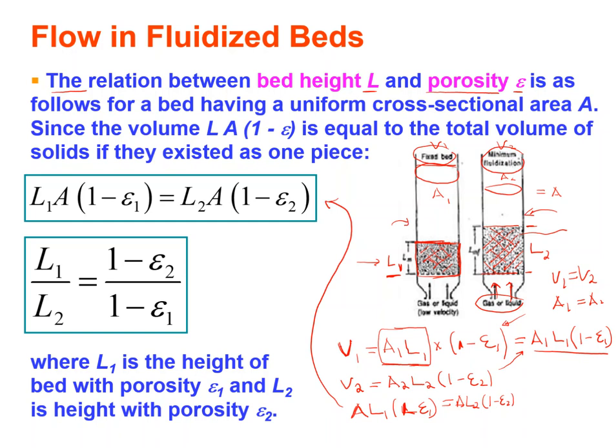So I can then have a relation. I can rearrange this equation into that. So I will just take L2 here. I will take this A the other side. Actually, the A will cancel with the A because A is the same. I didn't change the areas.